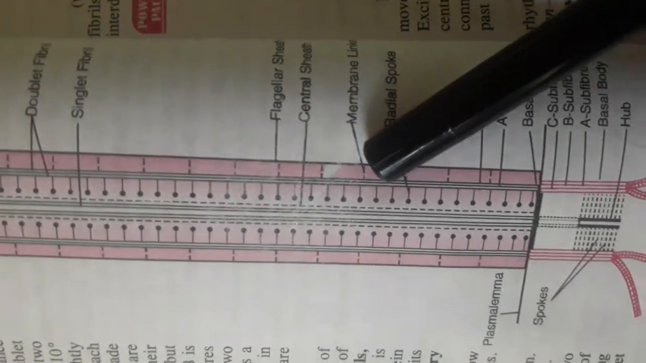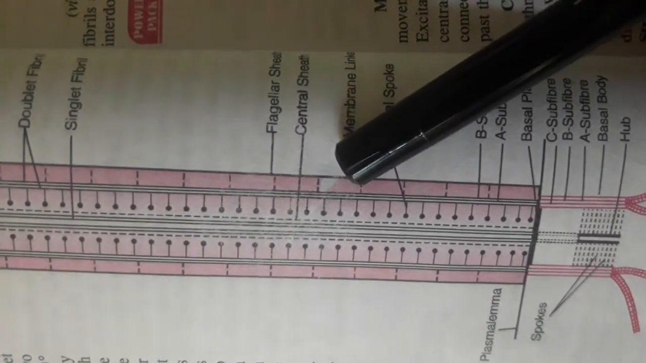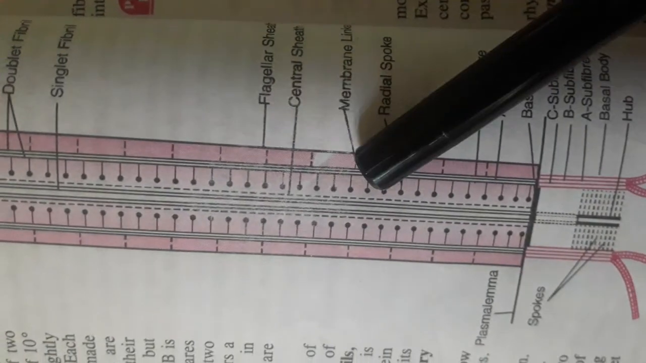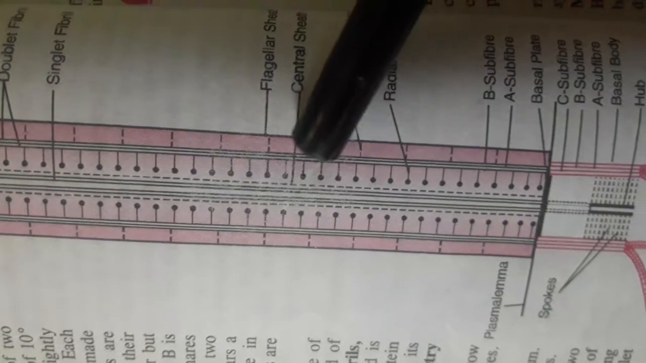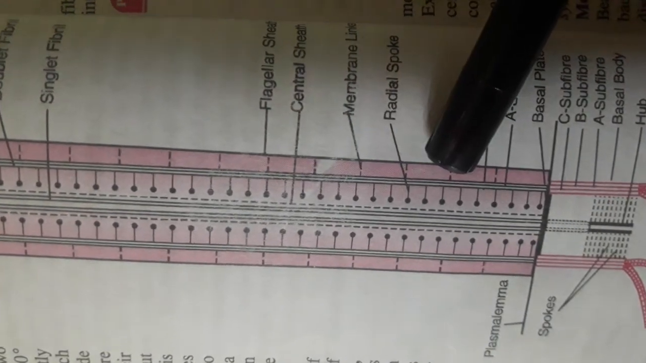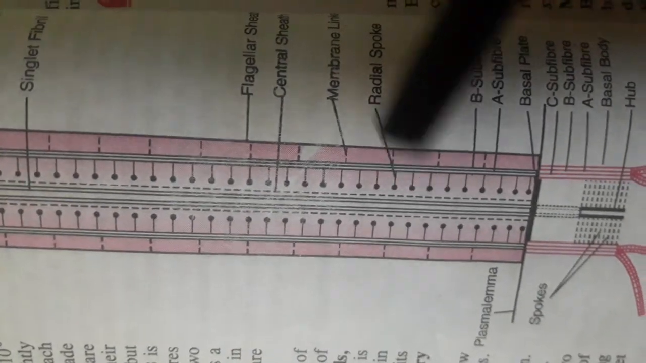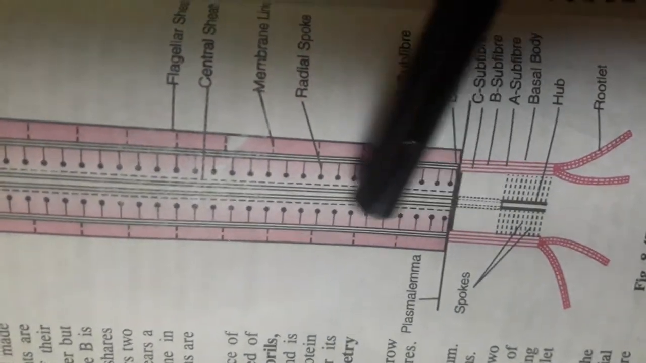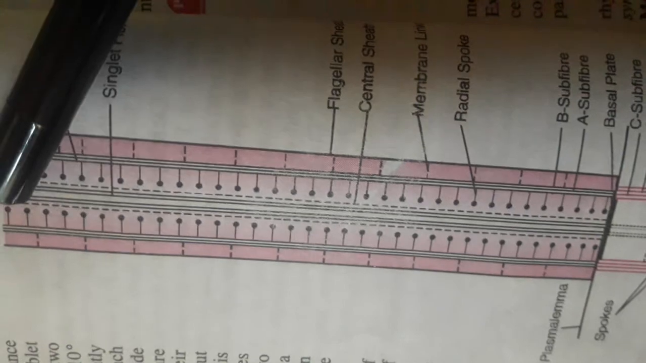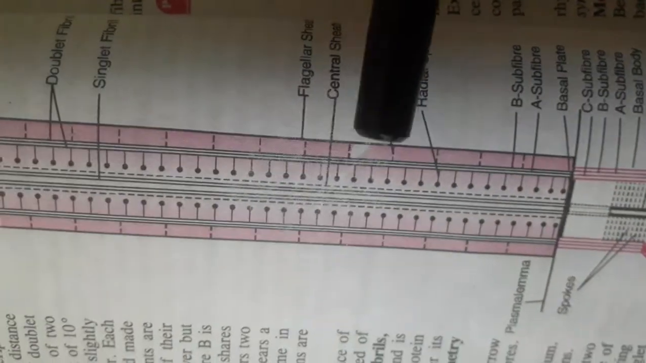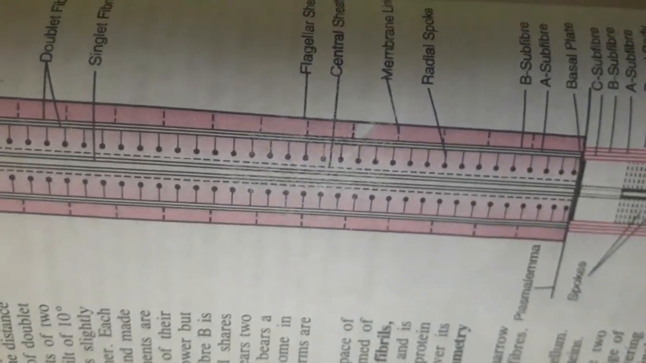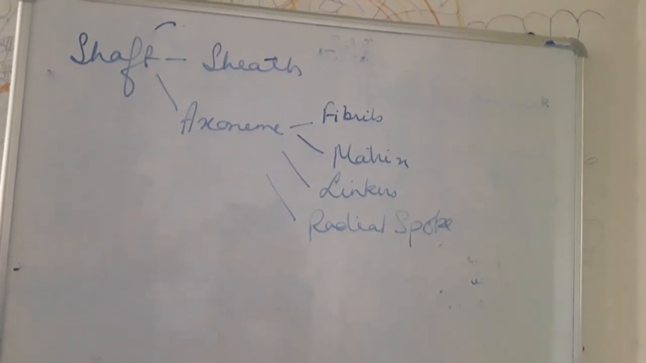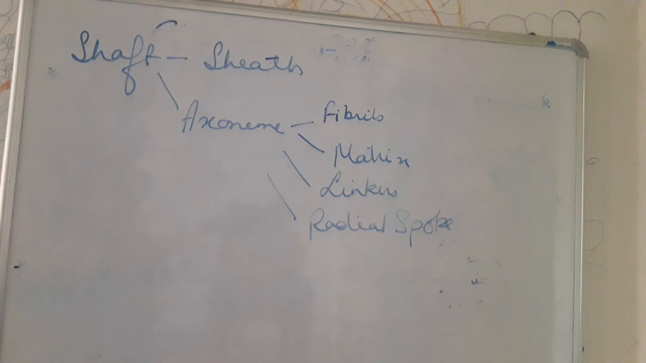Okay, these are linkers, membrane linkers. That means the membrane and the fibers, doublet fibers, are linked together with the help of the linkers. Okay, on the side portion you can see these lines, these are the linkers. Now these are the radial spokes. Okay, so this is the basic structure of the cilia and flagella, which are the main locomotory structures of the organism. Okay, now all these are about the cytoskeletal structures.